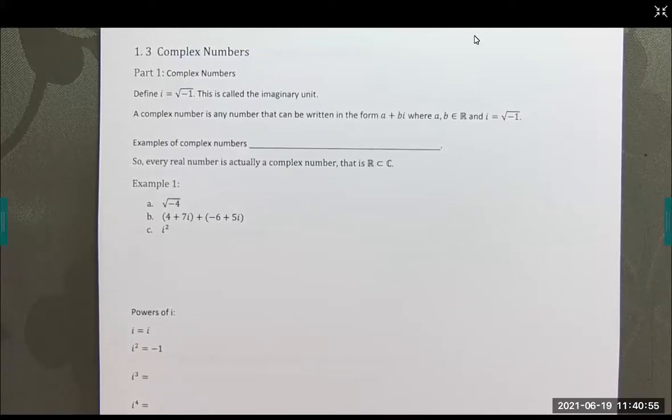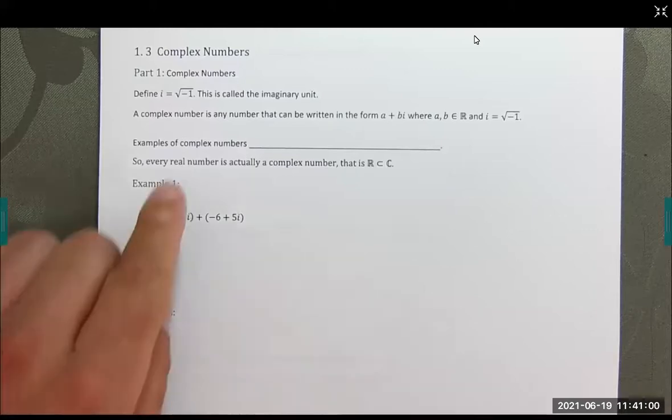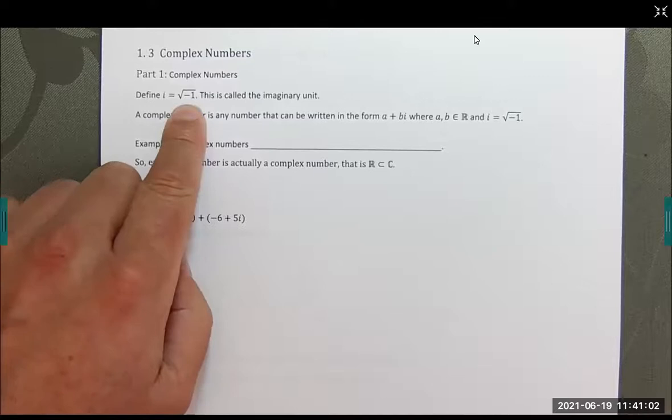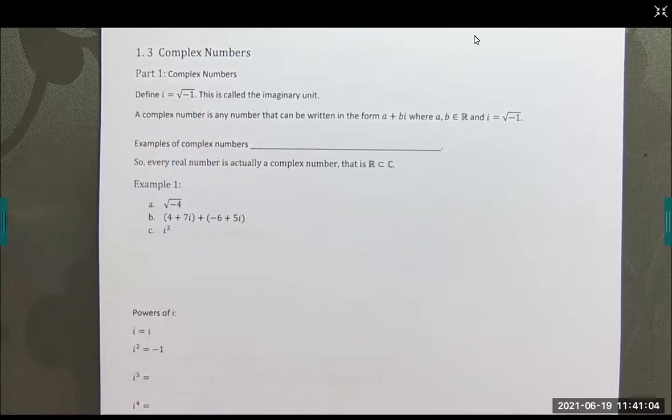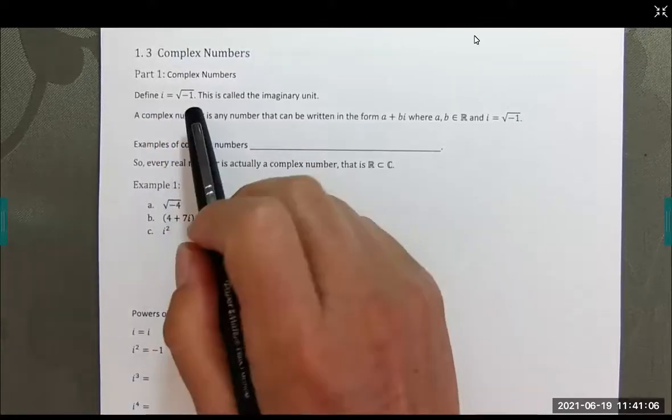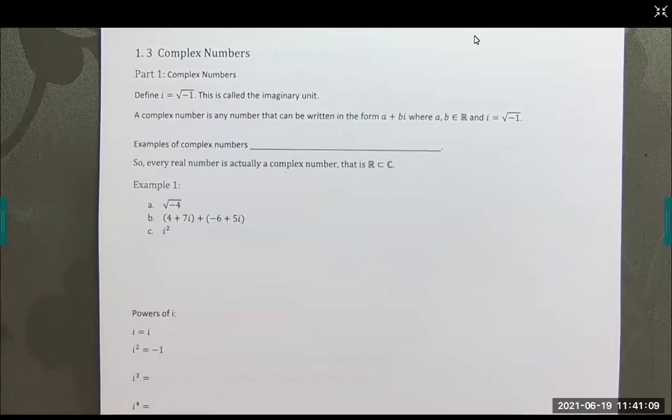Welcome back, everyone. Today we're going to be talking about complex numbers. Complex numbers are going to have the i in it, if you remember from a previous class, and i is defined as the square root of -1. This is called the imaginary unit.